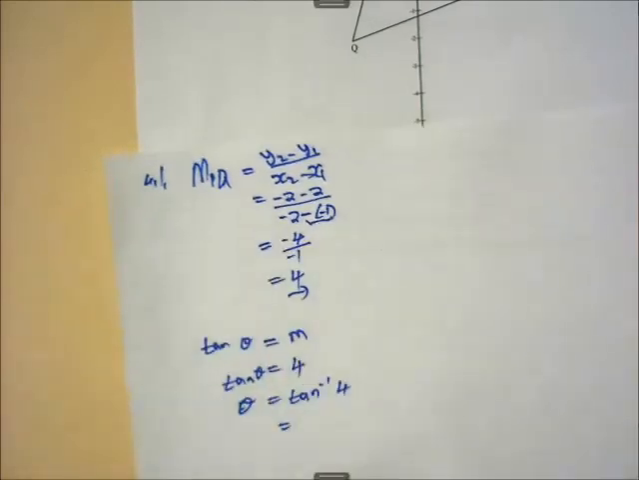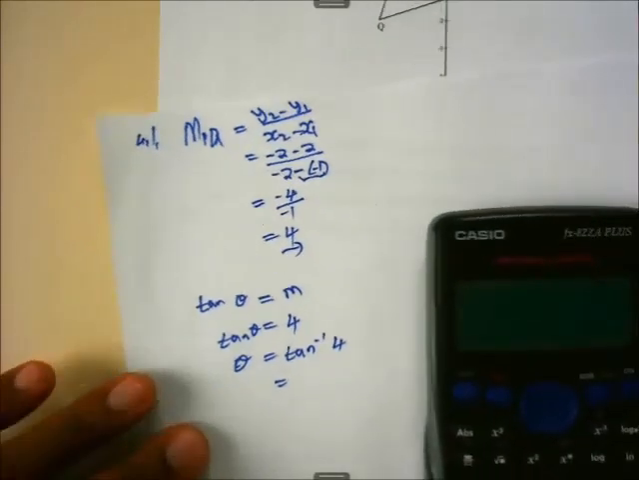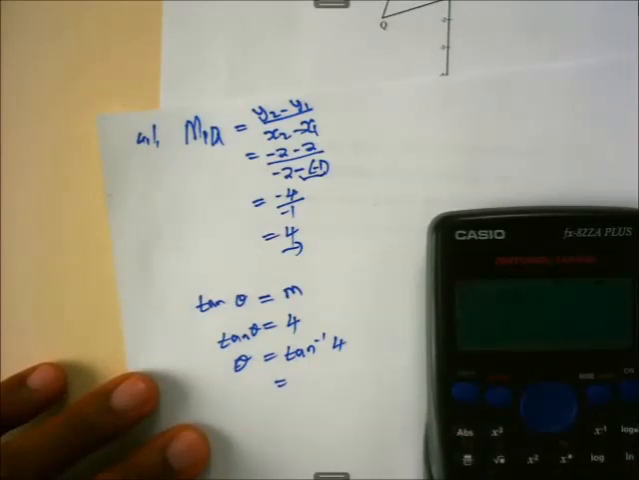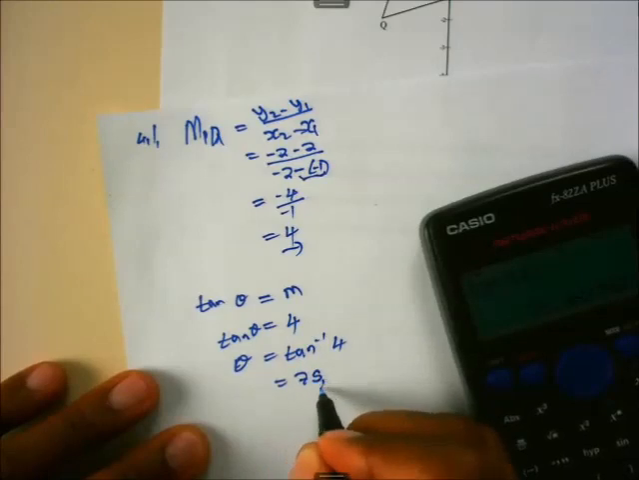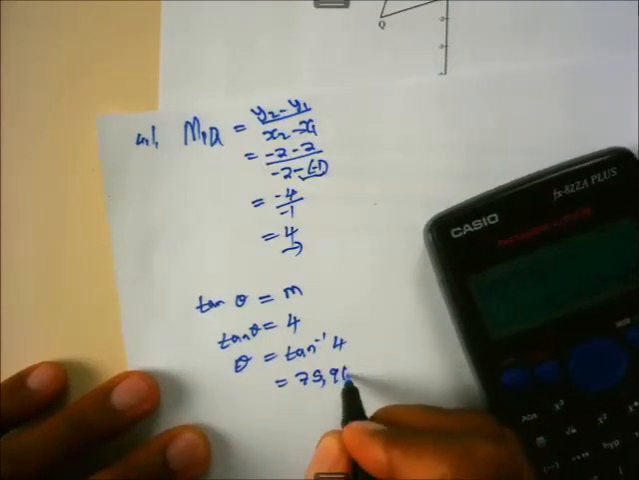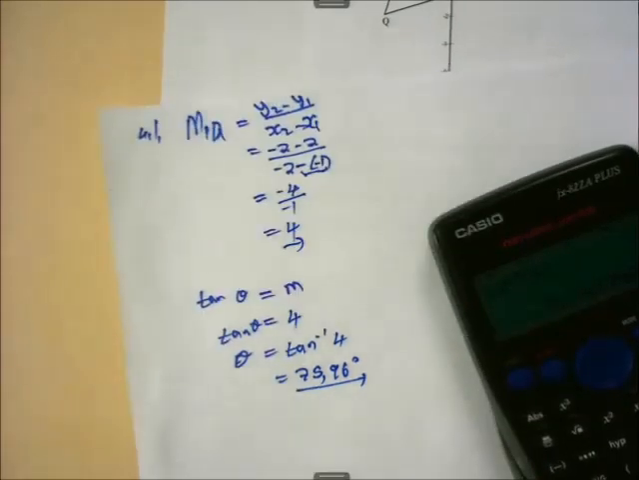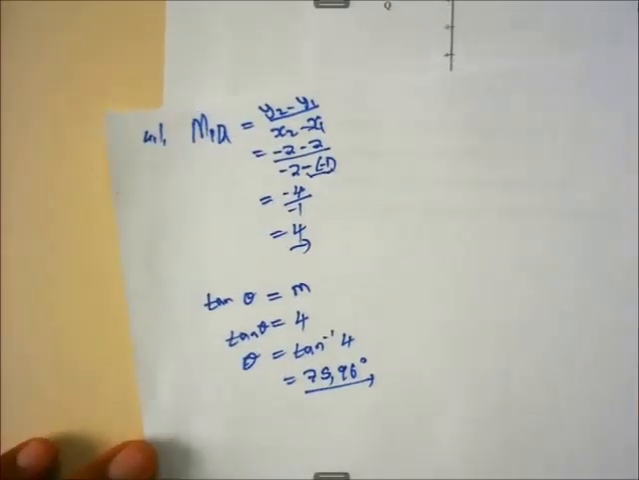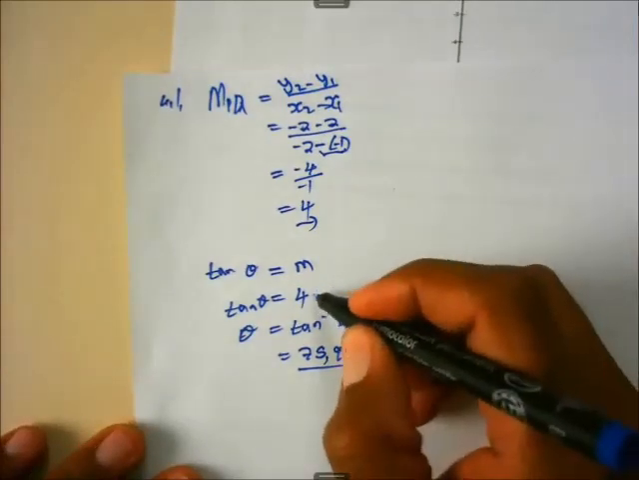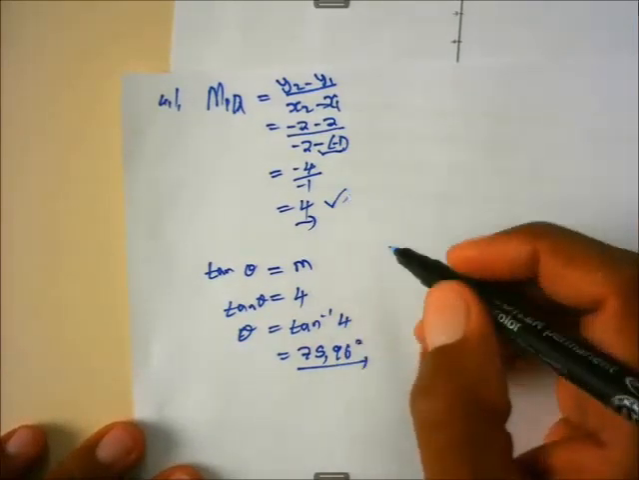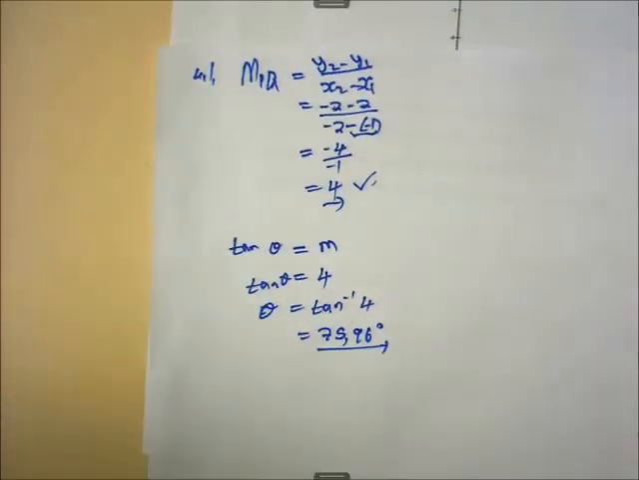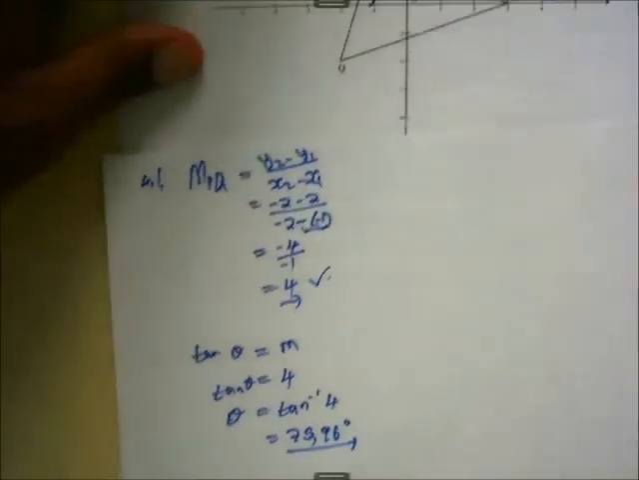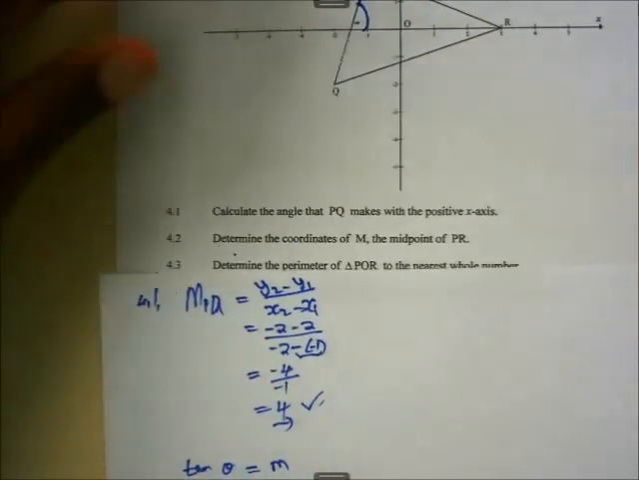Now what is the answer on this one? Of course, you can use your calculator. Then we have the inverse of tan 4. Then our answer there is 75,96 degrees. Of course, it's very important: the gradient is positive. If the gradient is positive, it means we are expecting to get an angle which is less than 90. Of course, that is the first question there.